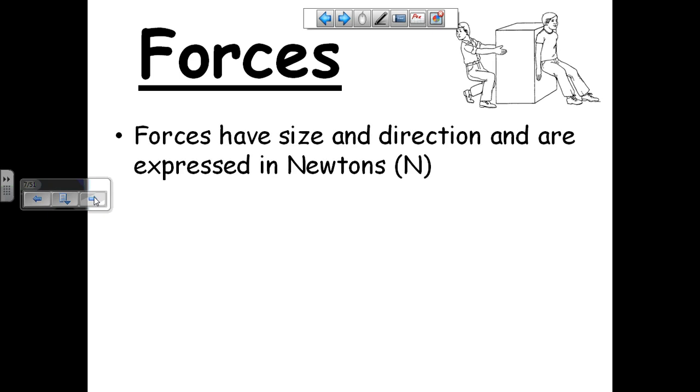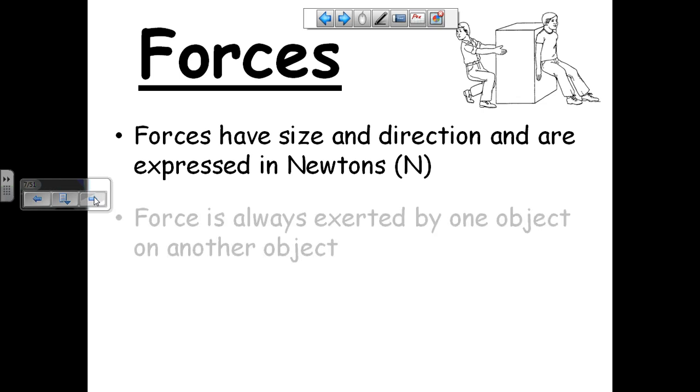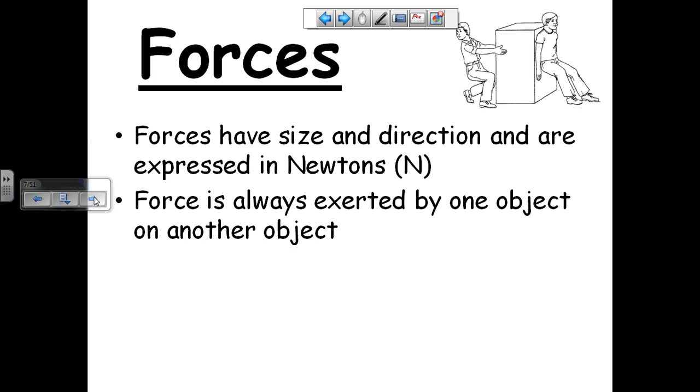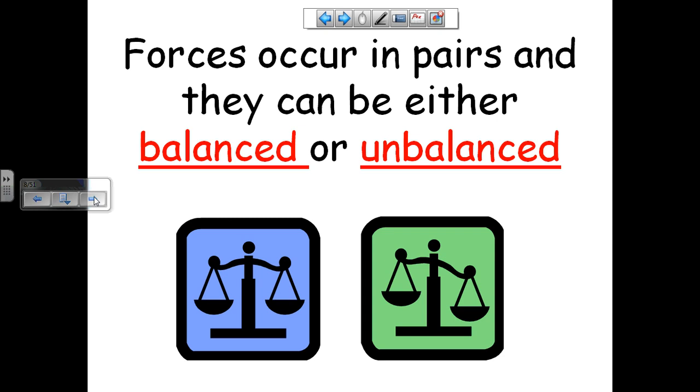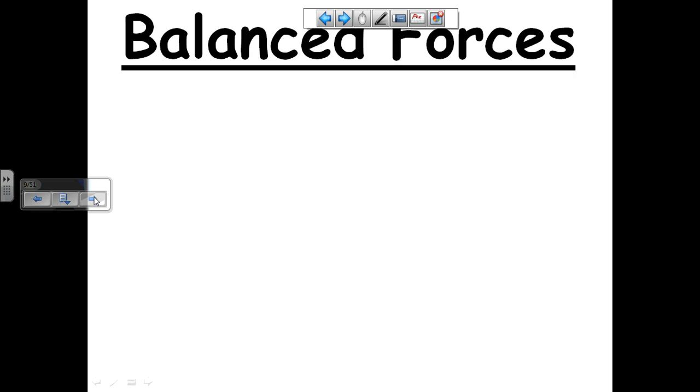Forces have size and they also have direction, and we use the unit of Newton in order to express these different forces. So when you see the measurement for a force written, it will always be expressed with a capital N, which is short for newtons. It's just indicating the amount of force that's being applied to an object. A force is always exerted by one object on another object. Forces come in pairs, and they can either be balanced or unbalanced, which is going to be the basis of our lesson. Let's first talk about balanced forces on objects.